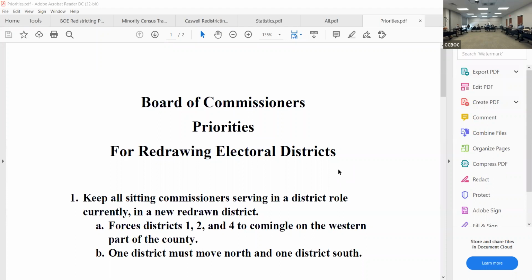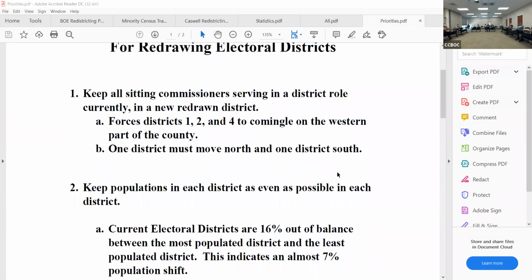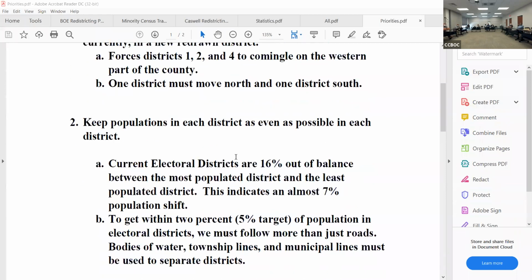So, the Board of Commissioners' priorities for redrawing electoral districts. Number 1, keep all sitting commissioners serving in a district role currently in a new redrawn district. This does force districts 1, 2, and 4 to commingle on the western part of the county, and much of that is due to the fact that population density is heavy in some areas and not heavy in others. Districts 2 and 4 commingle, and 1 district must move north and 1 district must move south.